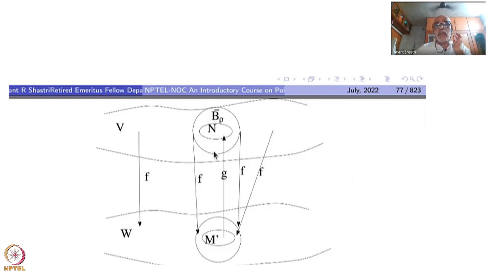g is continuous, F is continuous. They are inverses of each other. Homeomorphism. N is open. M prime is open, but I am not taking the whole of M prime here. What I am taking is F of N. Okay, F of N is open. All right, F of N is also a neighborhood of F(v naught). So the only thing that remains is why this g is differentiable on the whole of N. We know it only at one point.